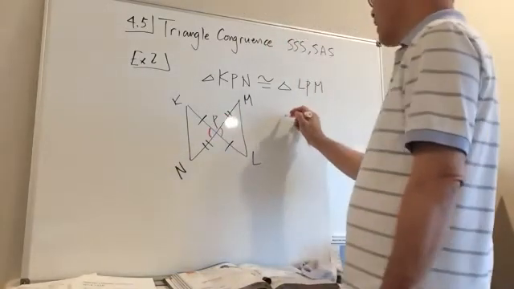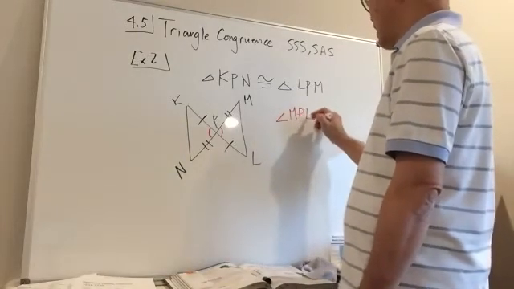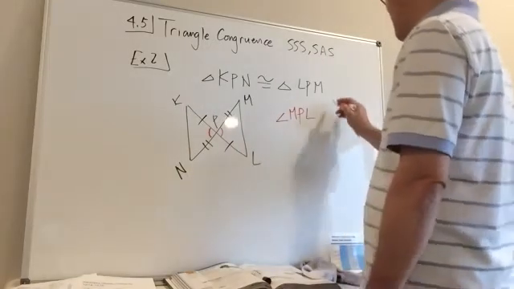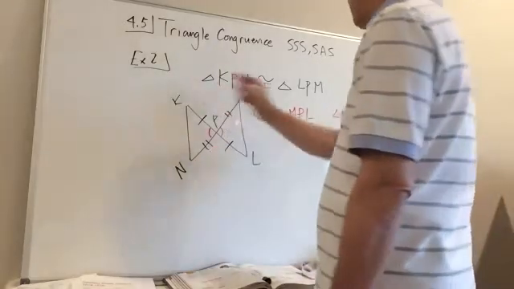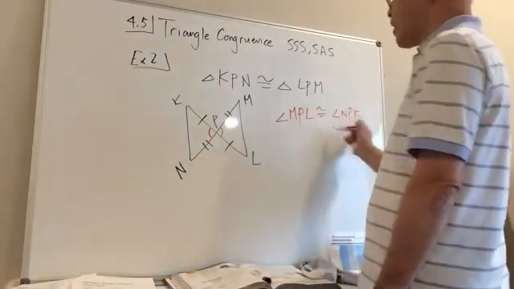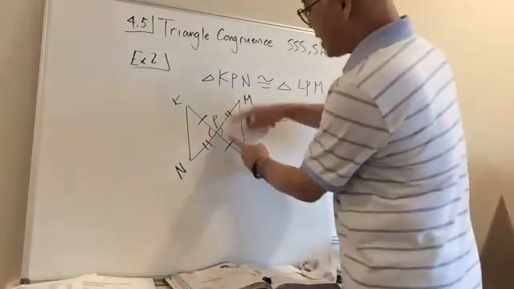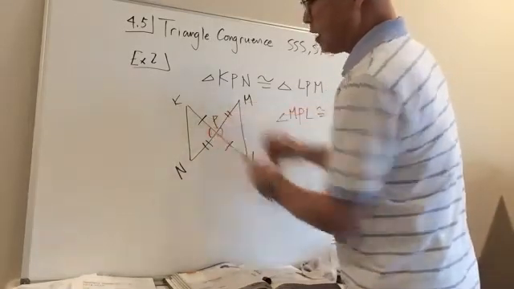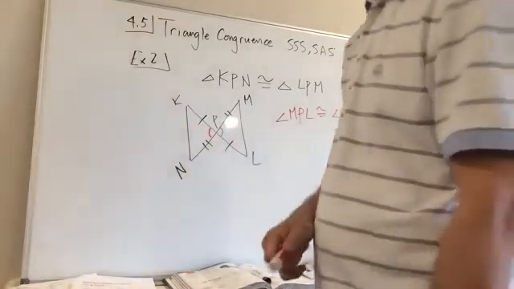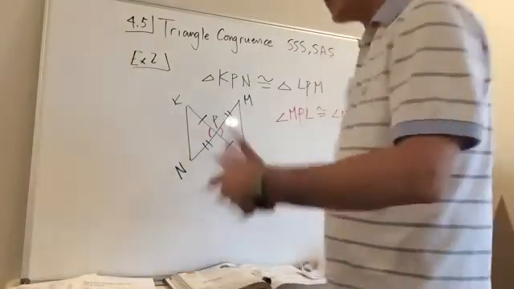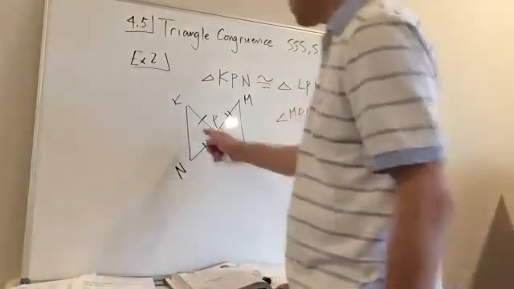If angle MPL and angle NPK were congruent, then we would have a side, angle, side situation, because we would have two sides and the angle between them. How would I prove that these two angles are congruent? Anybody? Or the correct question would be, why are they congruent? What are these two angles called?